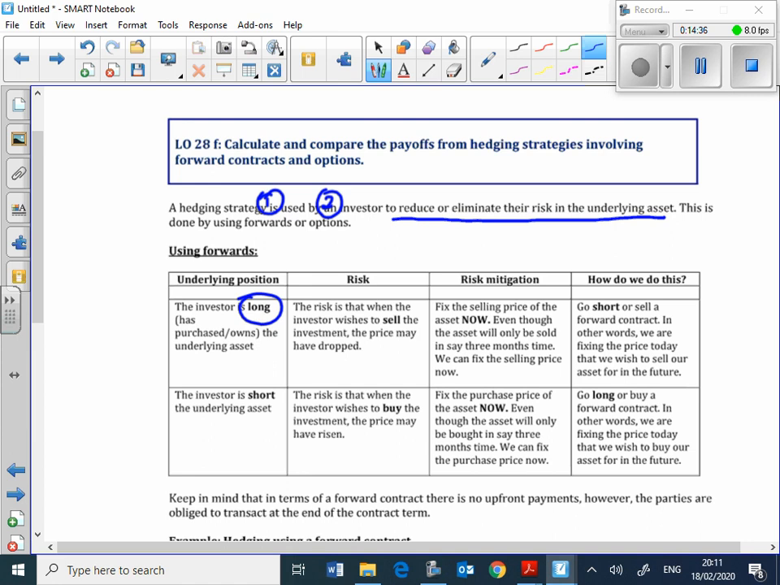A forward contract, you'll never get away with that with me. Give me more. No, I'm not accepting these answers yet. I want the exact. Are you long or are you short the forward contract? Short. That's what I wanted.